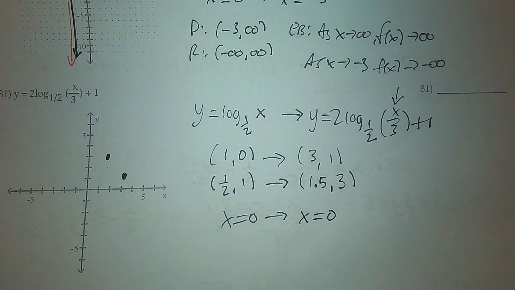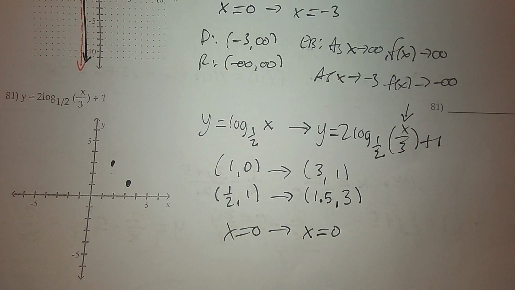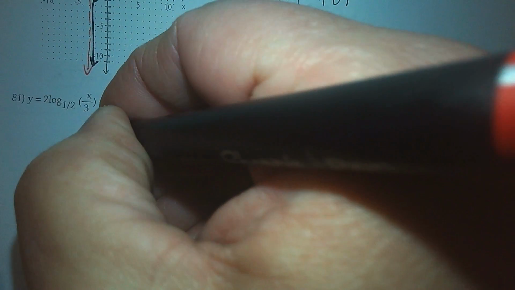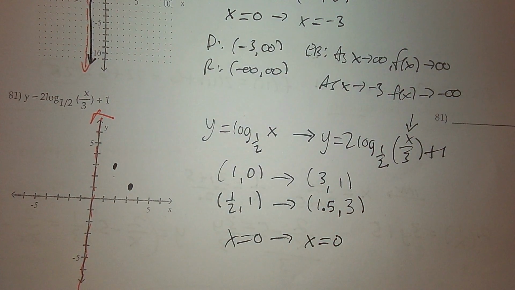Notice this curve is going to be a little different, right? Because the base is a fraction. That's why it looks a little different. The end behavior is different. And then the asymptote is at 0. So what does the base do when it's a fraction?